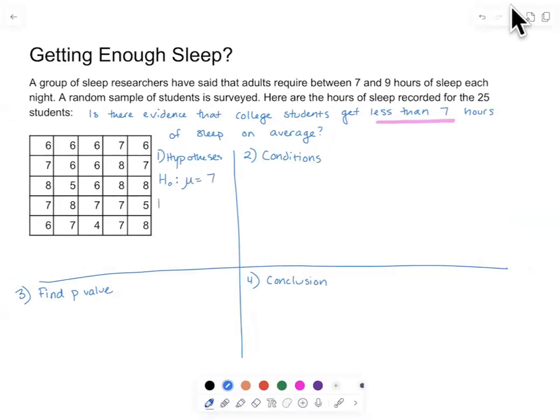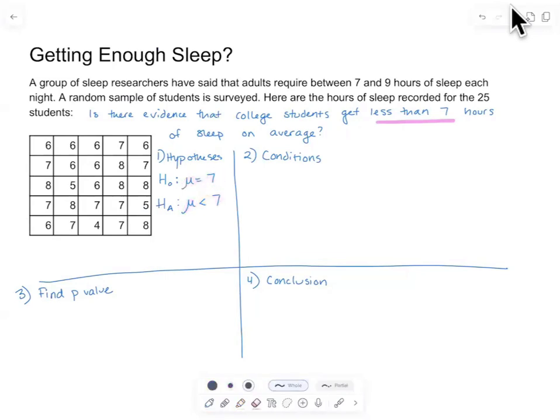For the alternative hypothesis, I'm interested in that average being less than 7. And that's again coming from the question that I'm posing. So notice, like before, mu matches with mu, 7 matches with 7. My null hypothesis always has an equal sign, and my alternative hypothesis, the sign in the middle is going to depend on the question I asked.